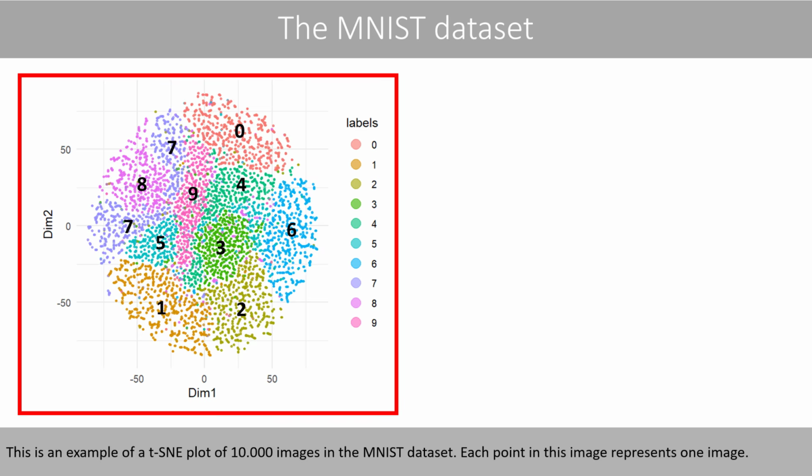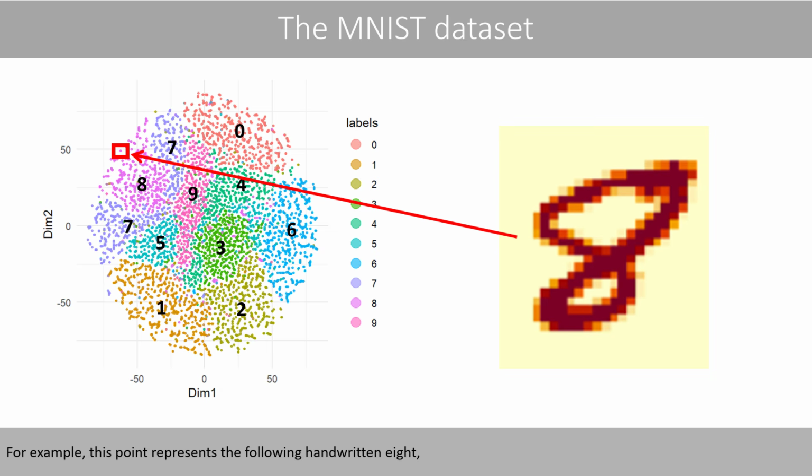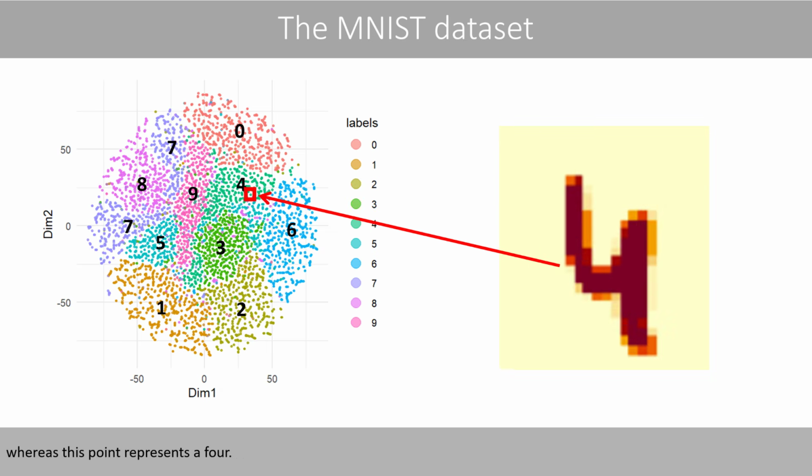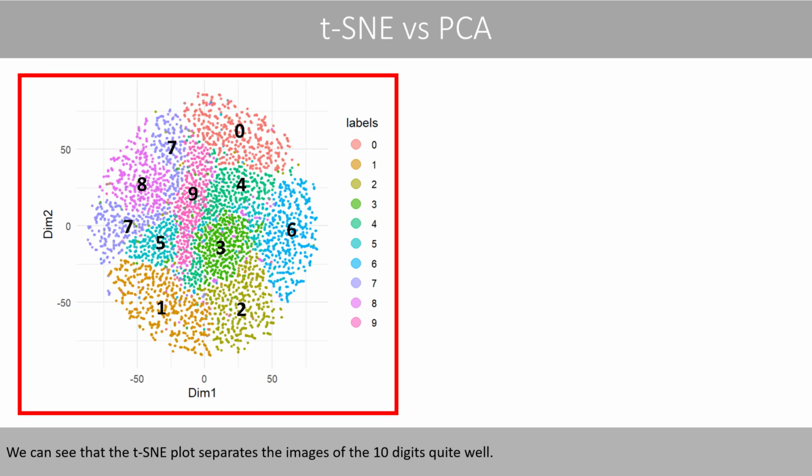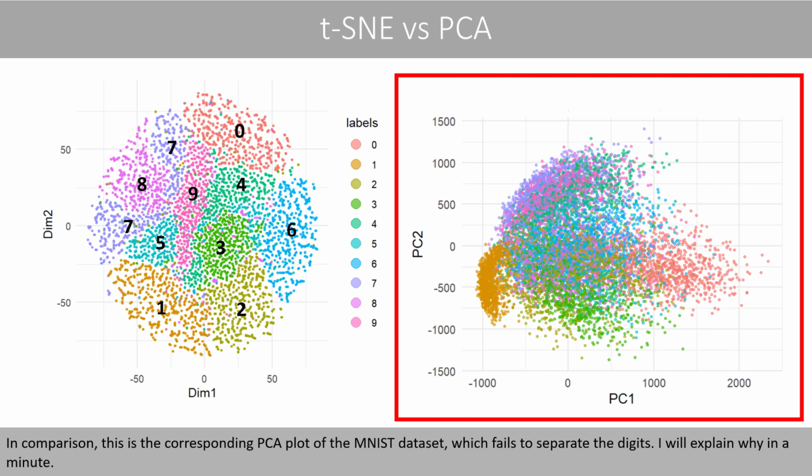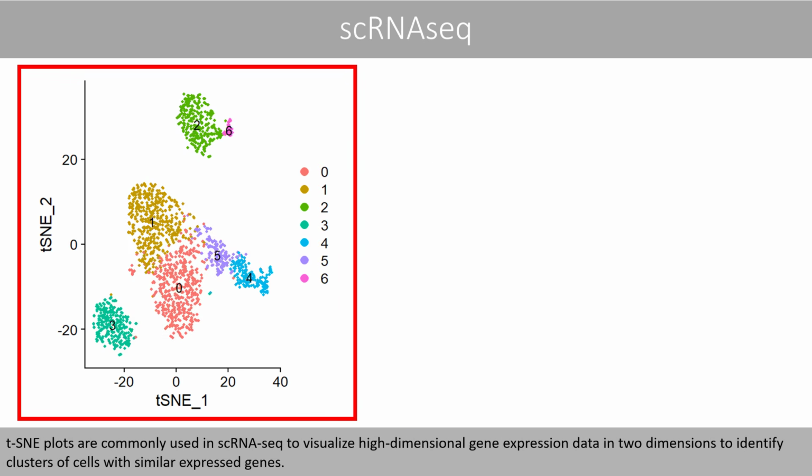Each point in this plot represents one image. For example, this point represents the following handwritten 8, whereas this point represents a 4. We can see that the t-SNE plot separates the images of the 10 digits quite well. In comparison, this is the corresponding PCA plot of the MNIST dataset, which fails to separate the digits. I will explain why in a minute.